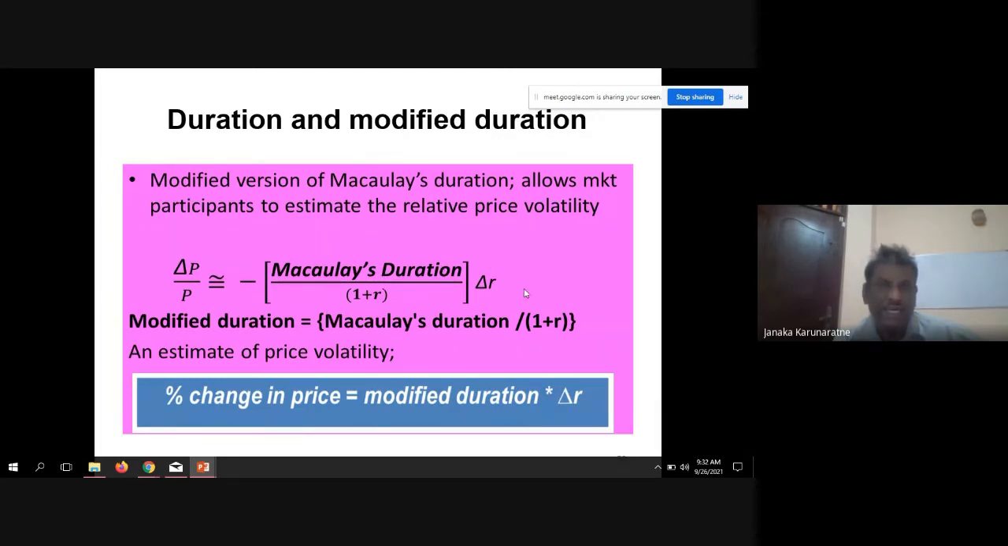When I explained earlier, I said there are two concepts called Macaulay duration and modified duration. Now, the modified version of the Macaulay duration allows market participants to estimate the relative price volatility.